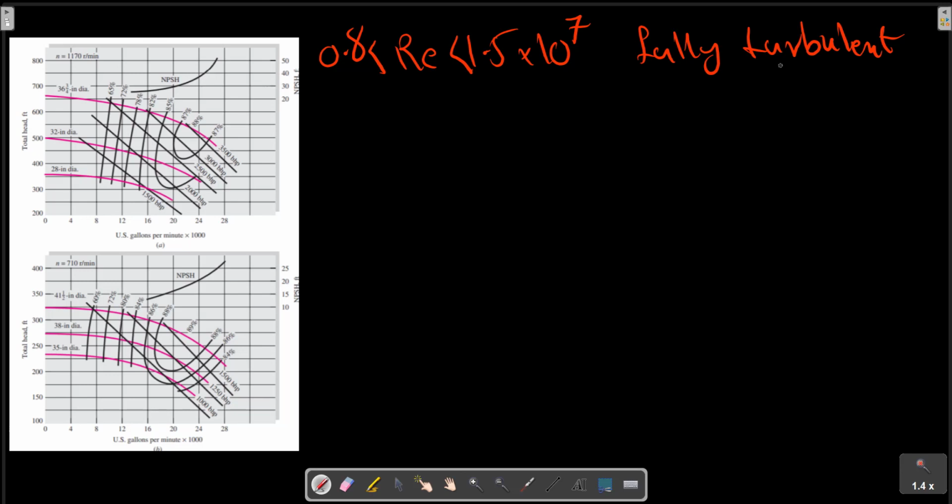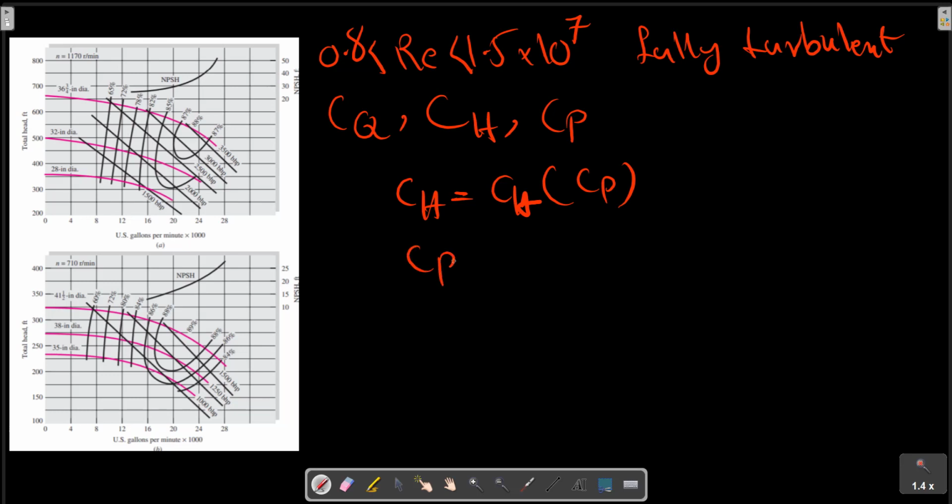Therefore, it is common to assume that Reynolds number and the roughness ratio have a constant effect, and the relations of the dimensionless numbers of the pump, especially the capacity coefficient, head coefficient, and power coefficient, CQ, CH, and CP, reduce approximately to this function: CH is a function of CQ, and also CP is a function of CQ.